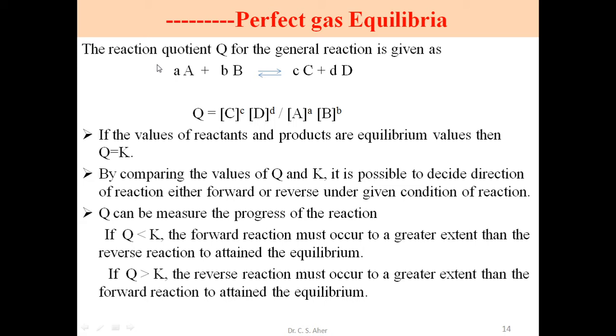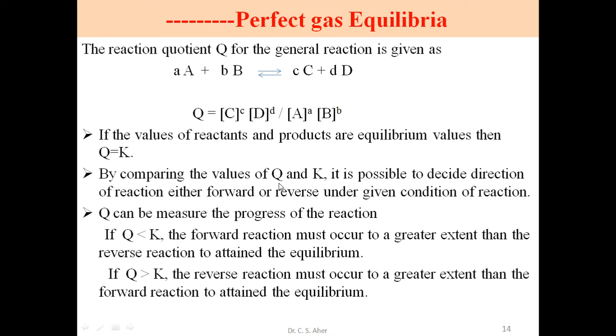So when you consider this reaction quotient Q for a general reaction, A plus B gives C plus D, in their mole fractions, we write Q as the multiplication of concentrations of products upon the multiplication of concentrations of reactants raised to their proper powers. If the values of reactants and products are equilibrium values, when this reaction attains equilibrium, at that time Q is equal to K, that is, the value of the reaction quotient is equal to the equilibrium constant.